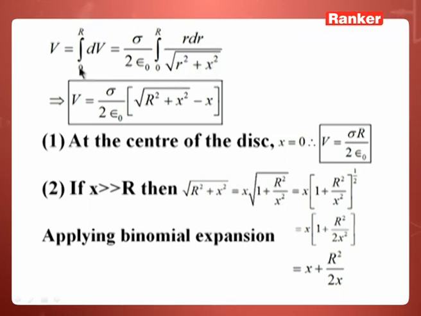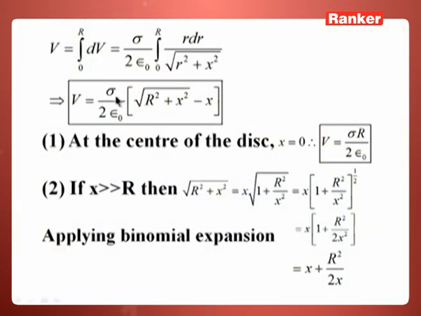If you simplify this whole lot, you will get the formula V is equal to sigma by 2 epsilon naught into root under R square plus x square, this time R being the total radius of that disk, minus x. This is the final formula for the potential at the point P due to the entire disk of radius capital R and having surface charge density sigma.